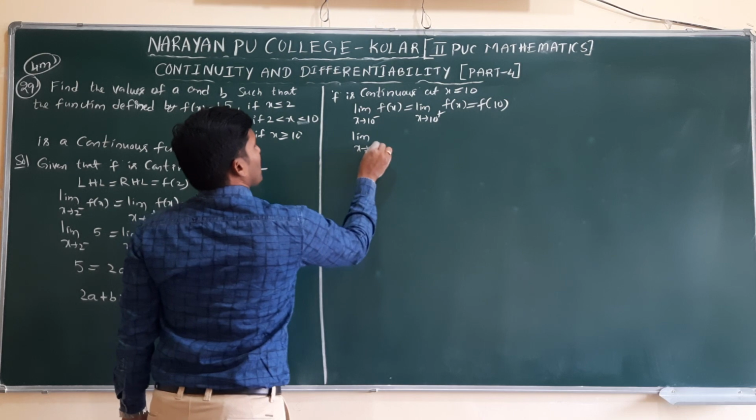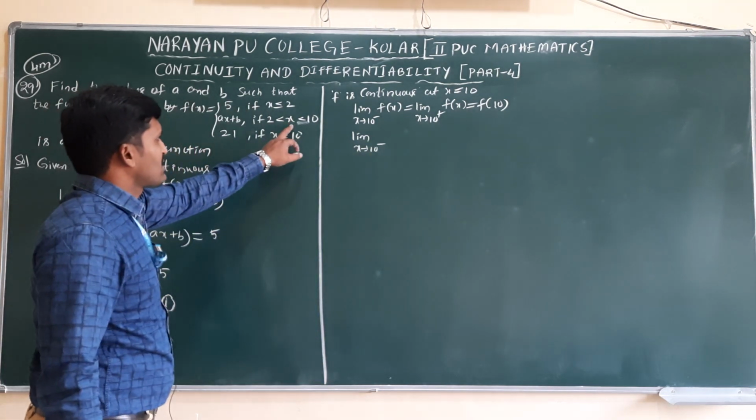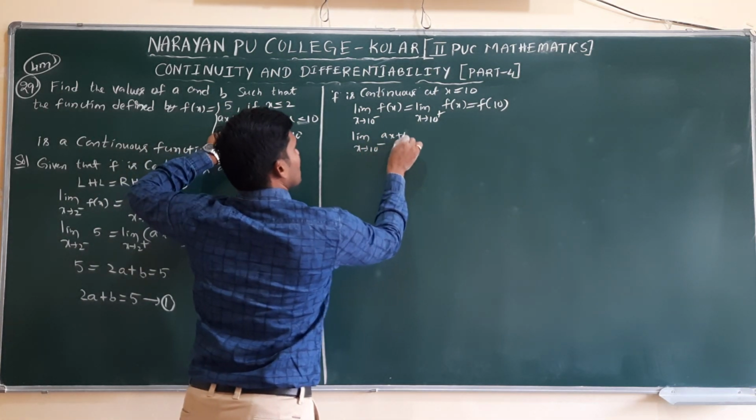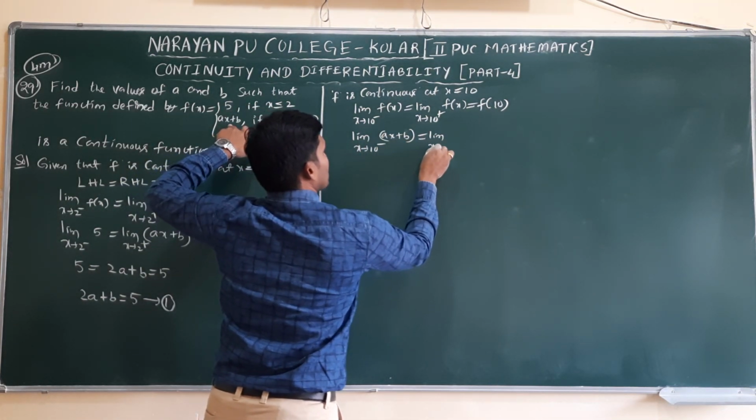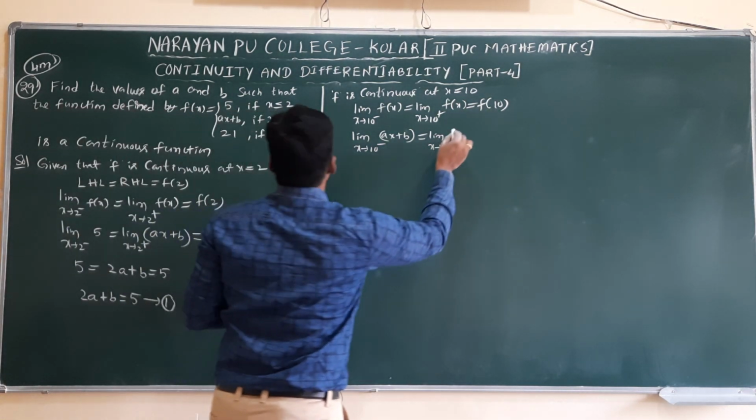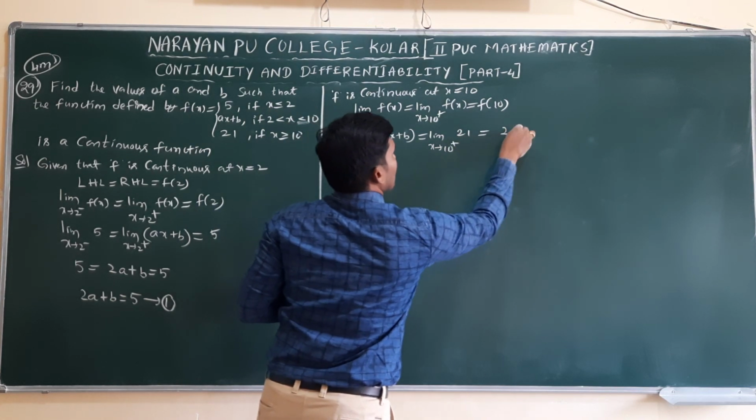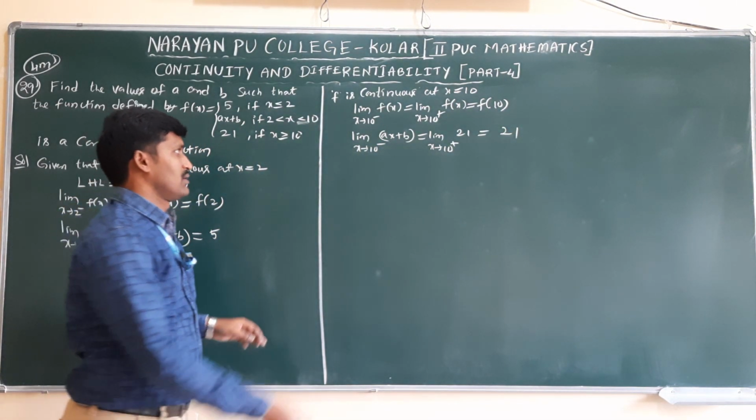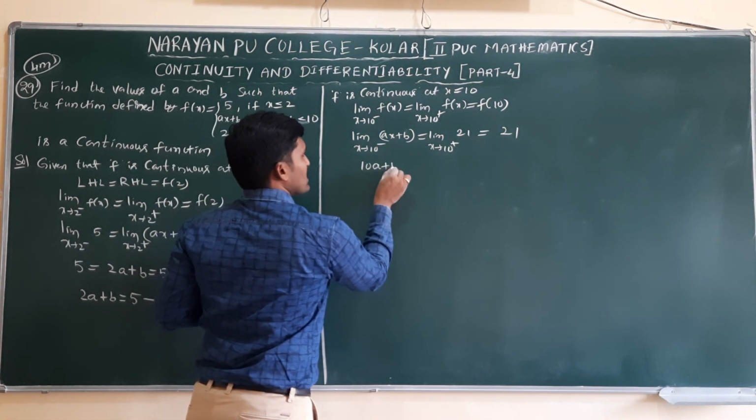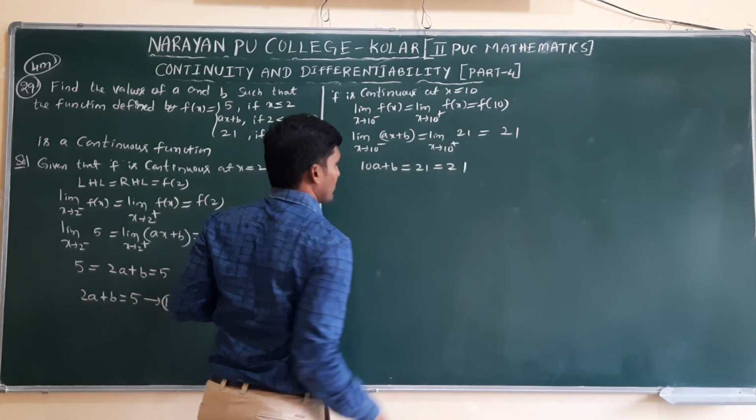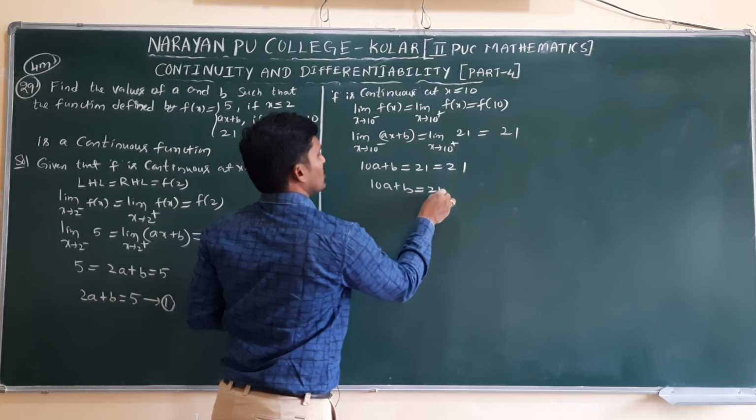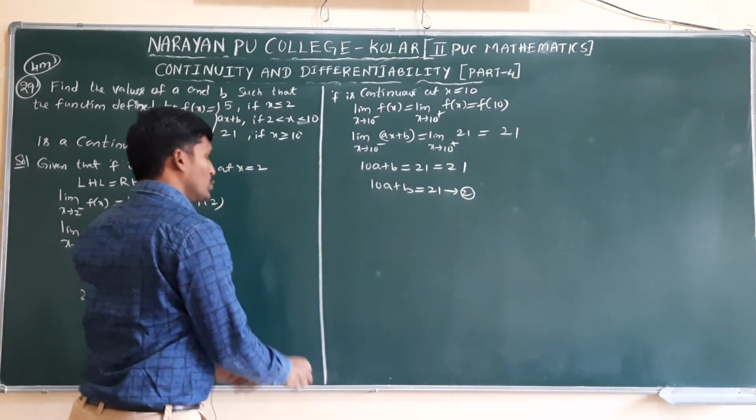Limit extends to 10 minus. 10 minus means the value of x is less than 10. At less than 10, what is the function? ax plus b. Limit extends to 10 plus. 10 plus means x is greater than 10. Greater than 10, what is the function? 21. At f of 10 also 21. Substitute the x value 10 here: 10 into a, that is 10a plus b equal to 21. This is equation number 2.